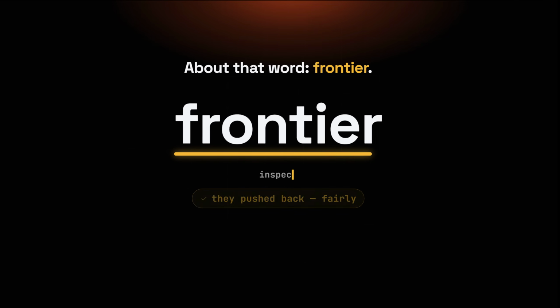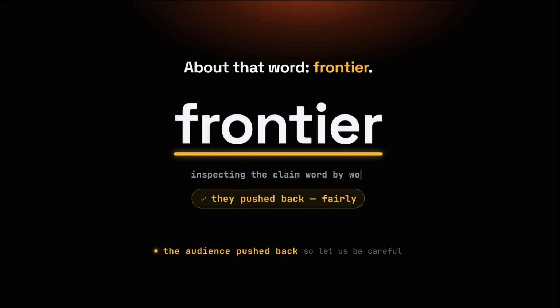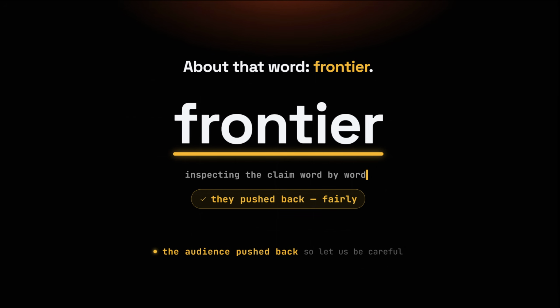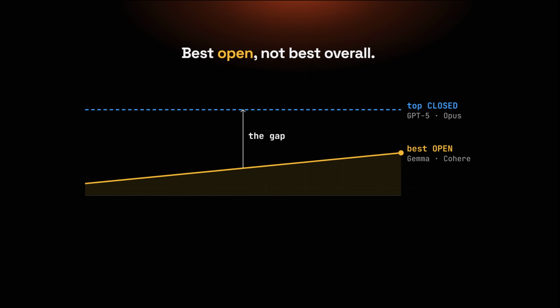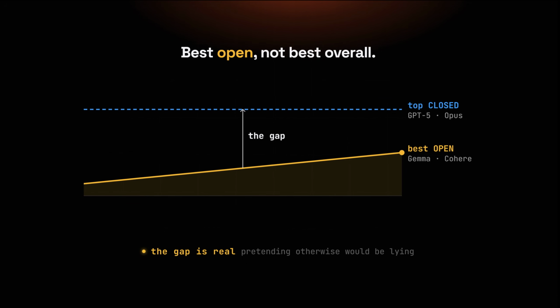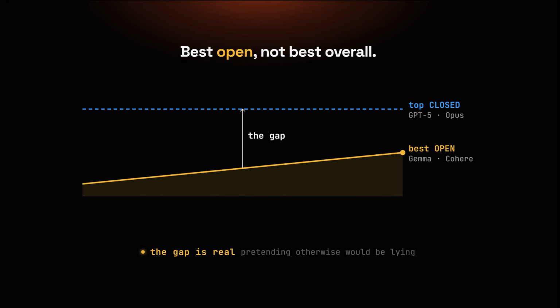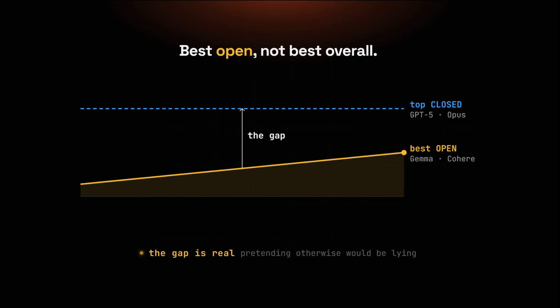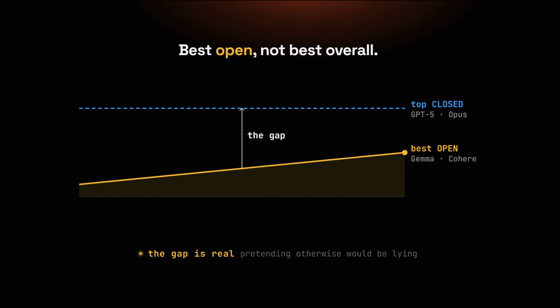Then there is the word sitting right in the title, Frontier. And this is where I have to be careful, because the audience on Hacker News was careful too. They pushed back on that one hard. You are not running GPT-5, or Claude Opus, or Gemini's biggest model on a laptop. Those weights are locked in a vault you cannot download. Frontier here means the best open models. Gemma, Cohere, Liquid, Qwen, and as good as those have gotten, they still trail the top closed labs. That gap is real, and pretending otherwise would be lying to you.